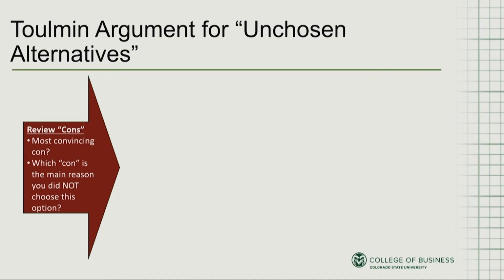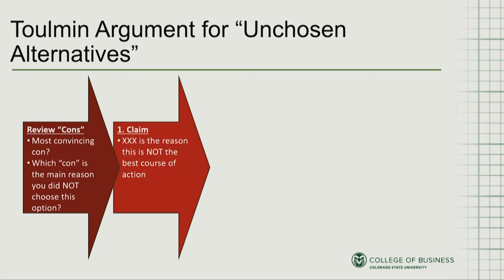So there we are. My little summary of this idea is, if we're doing it for the unchosen alternatives, you want to look at your list of cons. Remember, this is something you said, I don't think we should do. It's not the best solution to the problem. So look at your cons. Which con was the one that convinced you the most? That's the reason you're going to do it.